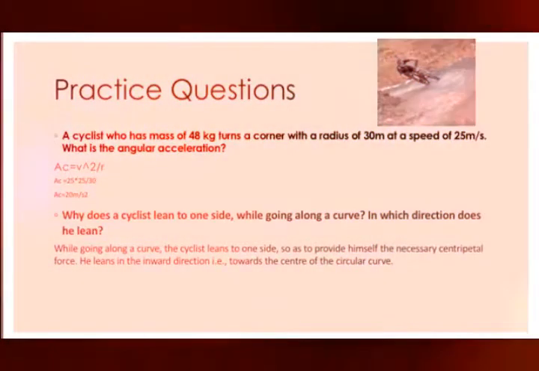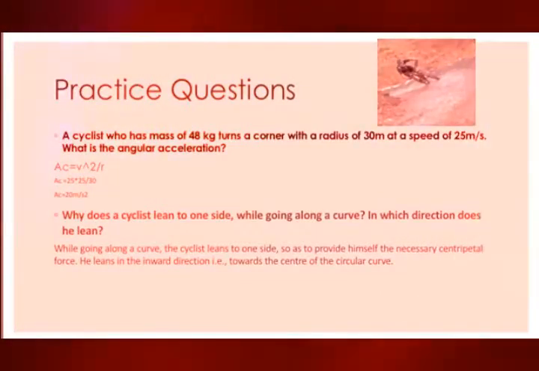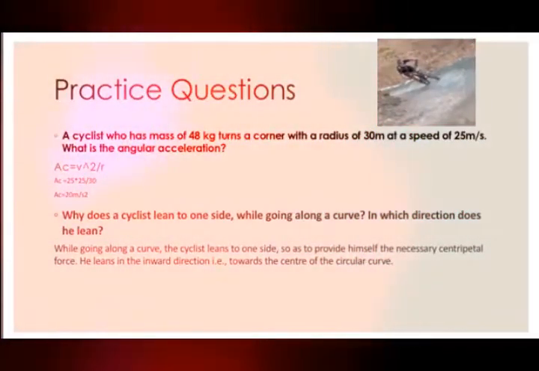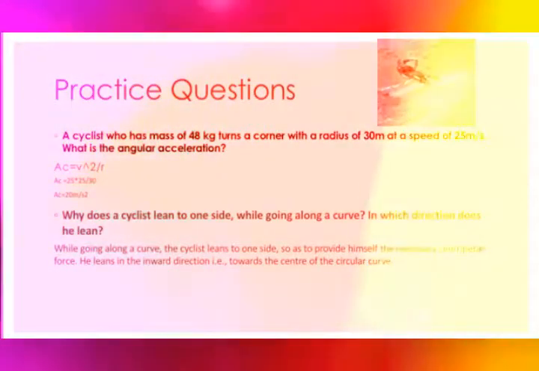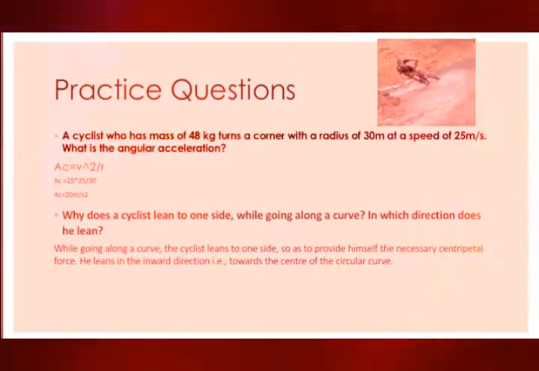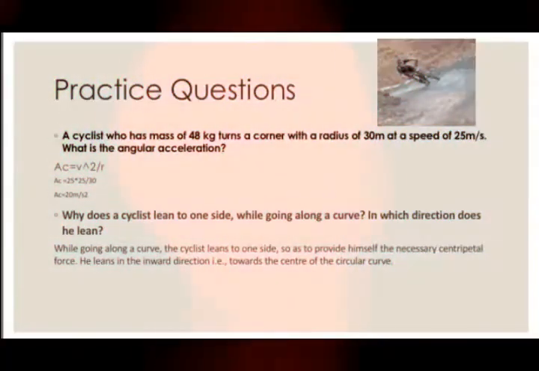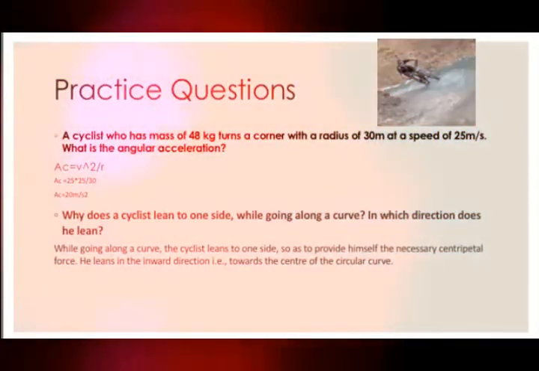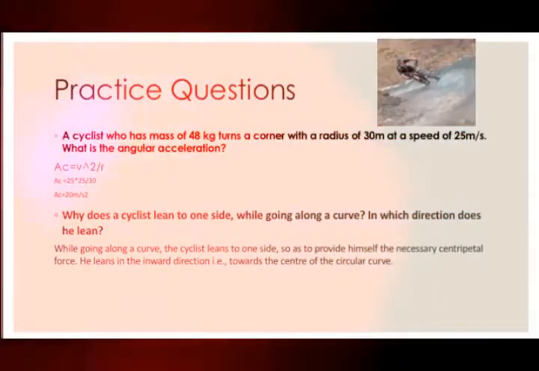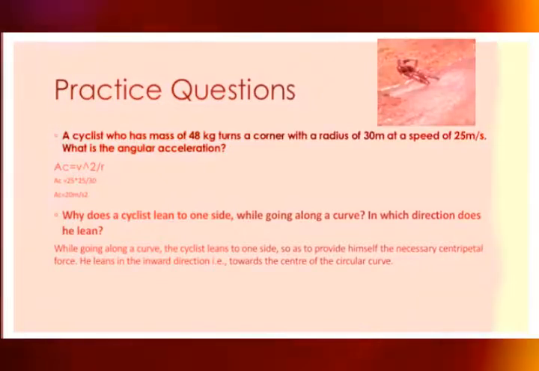Next question is, why does a cyclist lean to one side while going along a curve? In which direction does he lean? While going along a curve, the cyclist leans to one side so as to provide himself the necessary centripetal force. He leans in the inward direction, closer to the center of the circle.